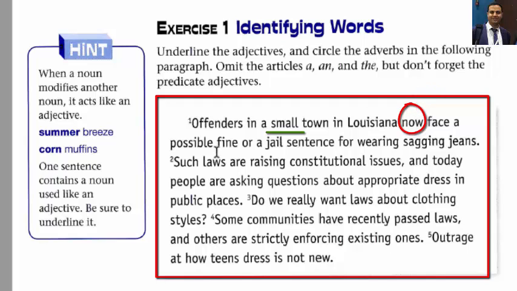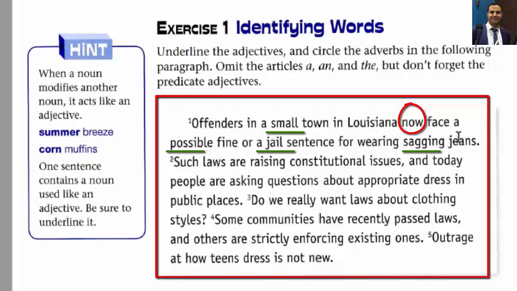Possible fine, possible describes the fine, so this is also an adjective. Jail sentence, jail describes the sentence, so this is an adjective. And sagging jeans, it tells you which jeans, so it's also an adjective. So in the first sentence, small is an adjective, now is an adverb, possible is an adjective, and also jail is an adjective, and the last one, sagging, is an adjective.